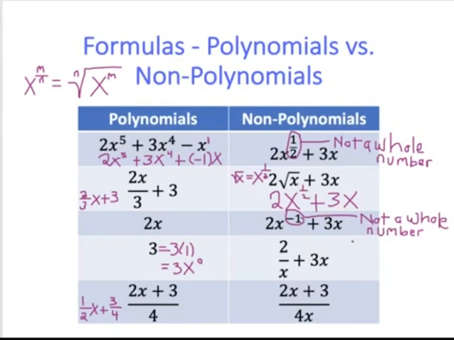Now let's look at the next row. We have 2 over x plus 3x. Well, this can be rewritten as 2 times x to the negative 1, because anytime you have an x in the denominator, you can rewrite it with a negative exponent, and then plus 3x. So notice that we have the same thing that we had on the previous row. This is not a polynomial. We have a negative exponent. It's not a whole number.